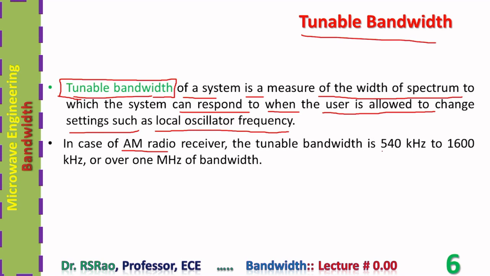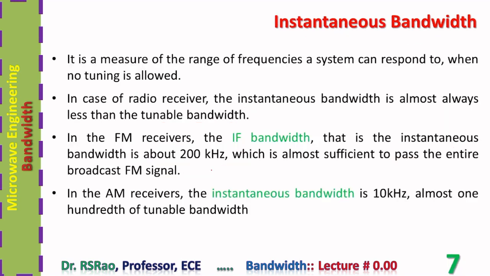At one end, you can find 540 kilohertz. At the other end, it is 1600 kilohertz. Any AM transmission that falls within this band, 540 to 1600 kilohertz, can be received by the radio receiver. Of course, some tuning mechanism is there inside. With the help of that mechanism, one can receive any radio station, radio broadcast. So, tunable bandwidth is 1 megahertz in this case.